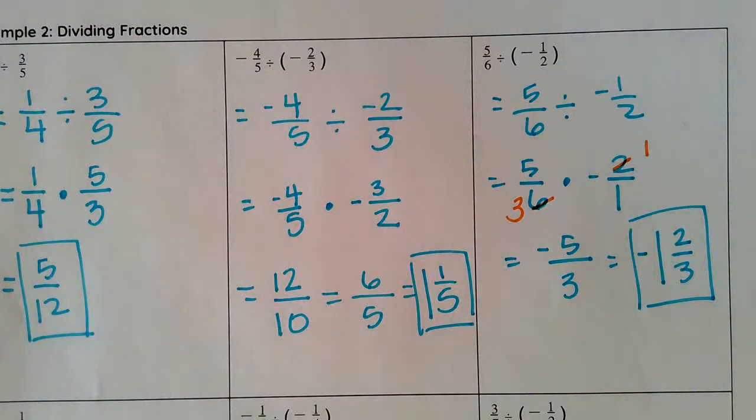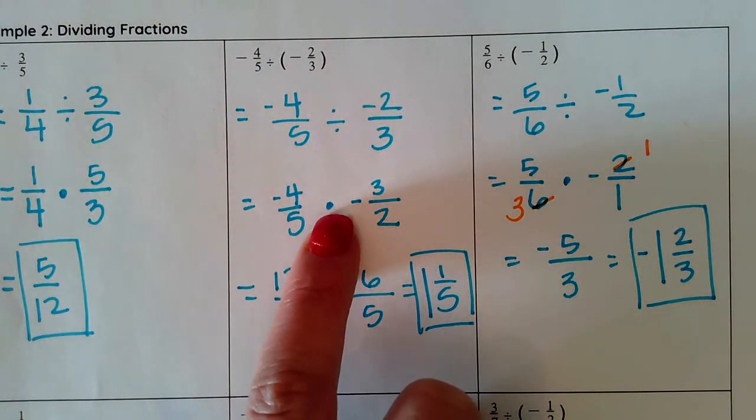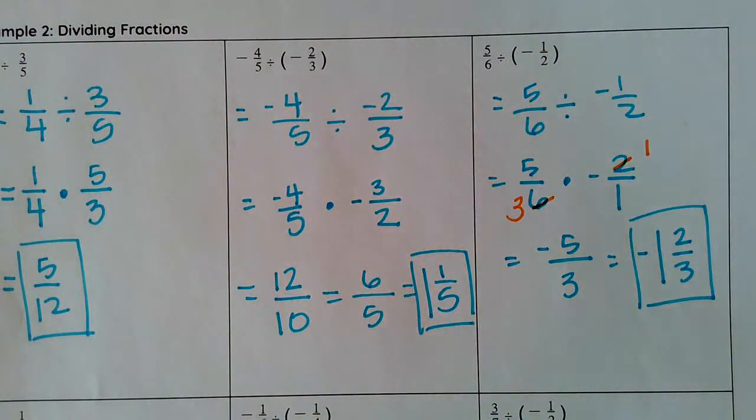So again, remembering that we use KCF, we multiply by the reciprocal. We keep our first fraction the same, change our division into multiplication, and flip our second fraction and multiply across.